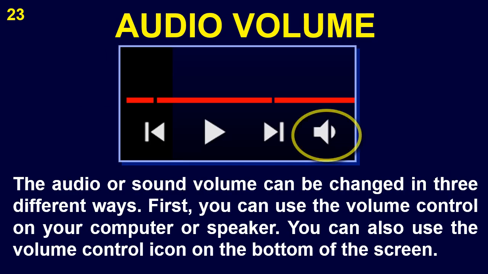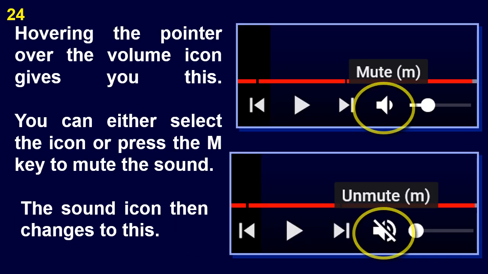Chapter 5. The audio or sound volume can be changed in 3 different ways. First, you can use the volume control on your computer or speaker. You can also use the volume control icon on the bottom of the screen. Hovering the pointer over the volume icon gives you this. You can either select the icon or press the M key to mute the sound. The sound icon then changes to this.